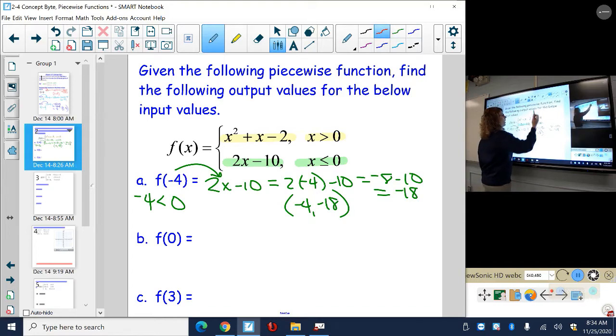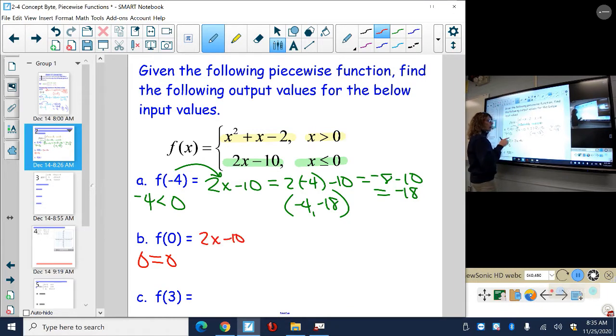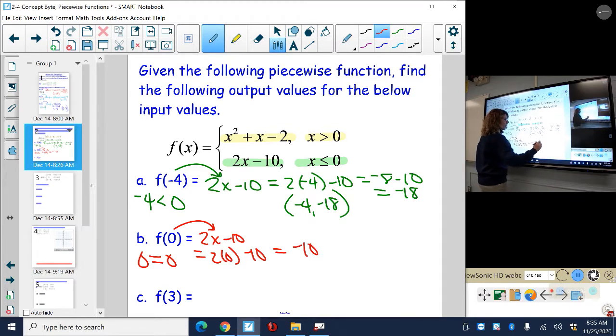So I have the ordered pair negative 4, negative 18. Okay, moving right along. The next one is 0. I'm going to compare 0 to 0. 0 is equal to 0. So which of these domains allows me to be 0? The answer to that is going to be 2x minus 10, which is the bottom one. Okay? So I'm going to plug in a 0 there, and that's going to give me 2 times 0 minus 10, which is just negative 10. So now I'm going to have the ordered pair 0, negative 10.